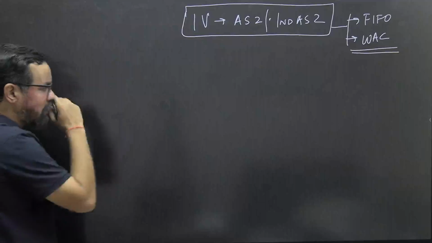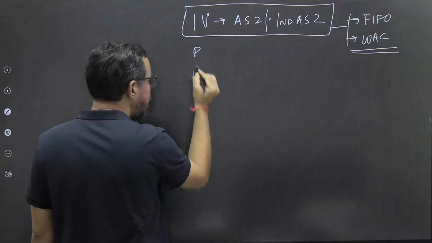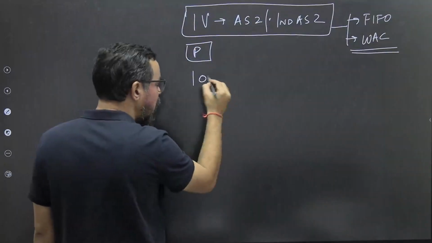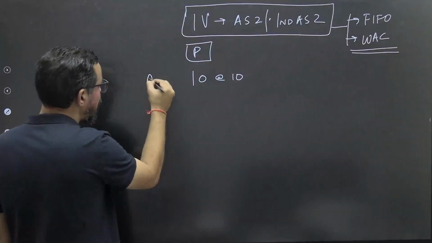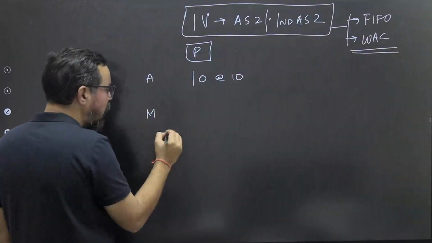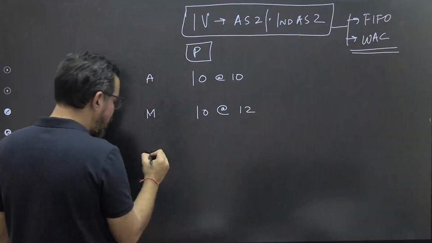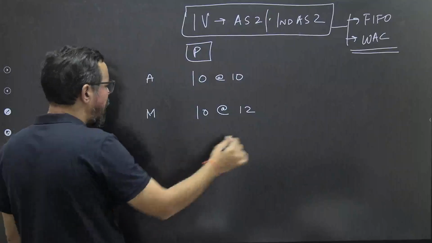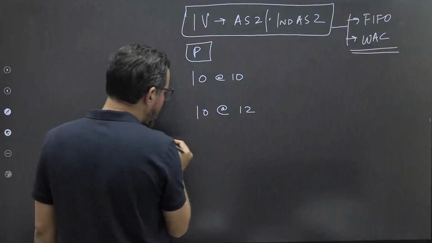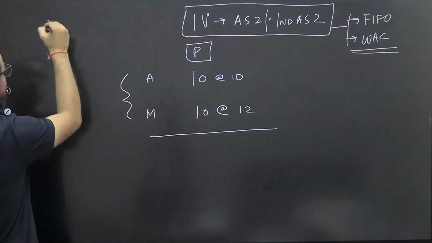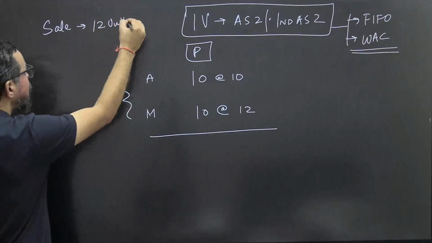Now see, let's say there is a business which did some transactions. Suppose these are purchase entries. They purchased 10 units at the rate of 10. Let's say this purchase is done in the month of April. In the month of May, they did another purchase of 10 units at the rate of 12. Let's say there are only two transactions; we'll keep it simple. Now their sale is, suppose, 12 units. They sold 12 units.